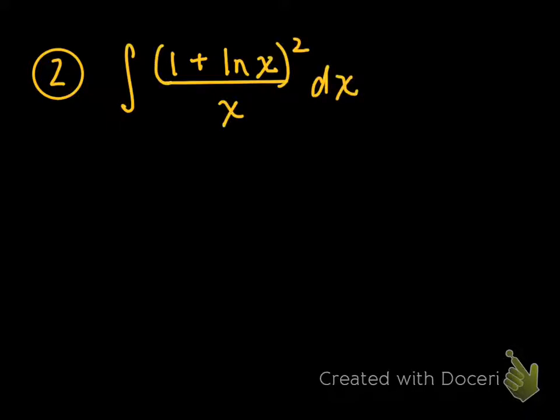In this problem, we are going to integrate (1 plus natural log x) quantity squared all over x. Well, it's pretty easy for me to locate the inside function here. At least I am hoping that the inside function that's going to work is 1 plus natural log x.